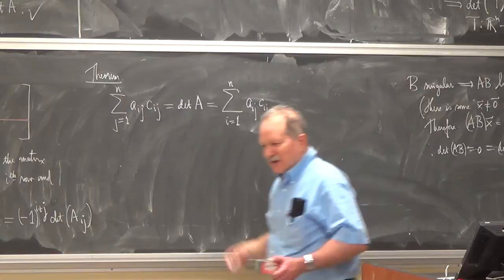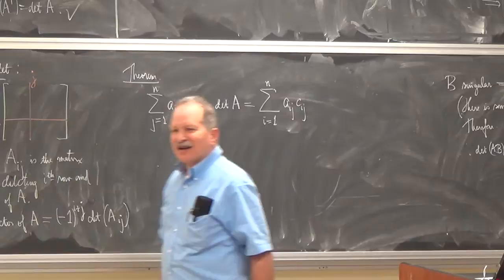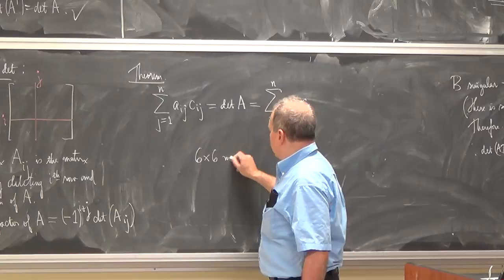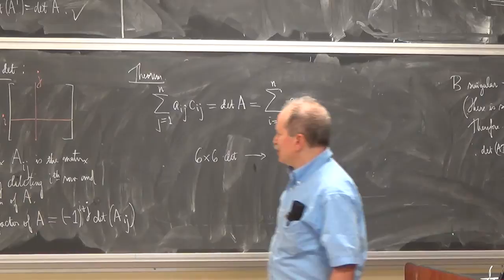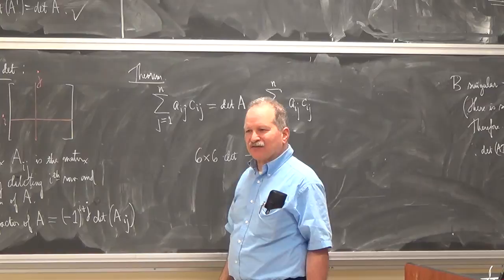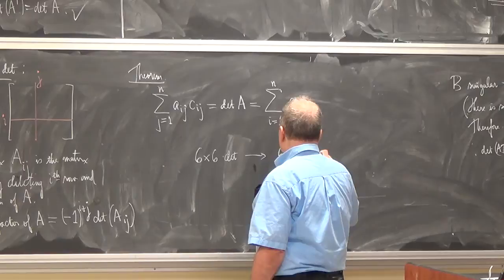So I'll leave you with the following thought, especially the computer science types in the room. Suppose you wanted to compute a 6x6. And you want to do the determinant. What are you going to have to do it this way? So how many 5x5s do you have to do? Six. You have to do 6 5x5 determinants plus multiplications. Plus times 5.